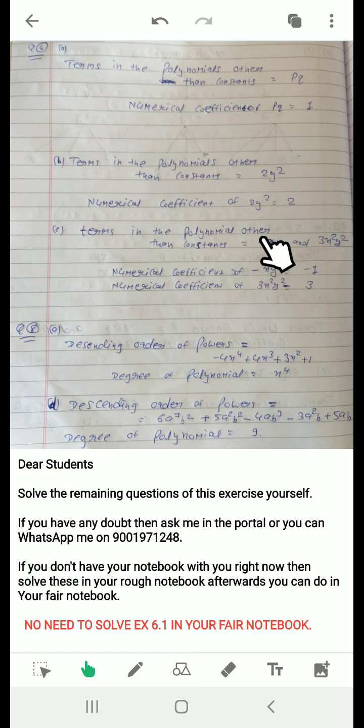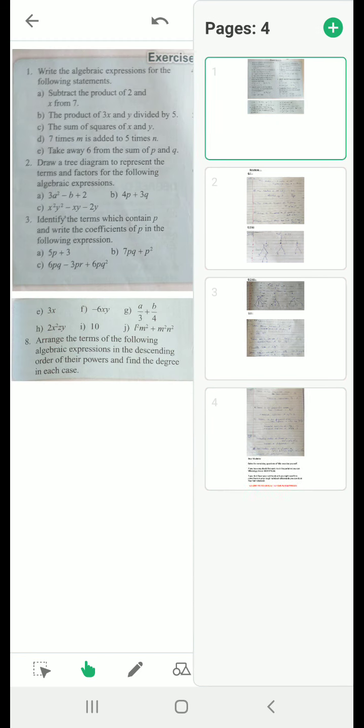Terms in the polynomial other than constant, in the third one, is minus xy and 3x square y square. So numerical coefficient of minus xy will be minus 1 because no digit is written, so it will be 1. And if it is negative, we will write negative 1, that means minus 1. And numerical coefficient of 3x square y square will be 3. Now look at the next question.